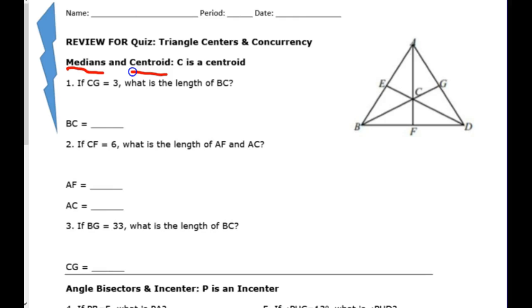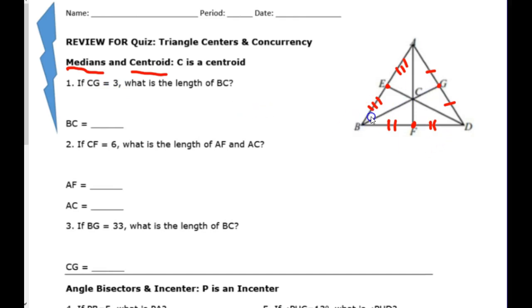So it tells you that C is a centroid. Okay, so that means if C is a centroid, BG is a median. So that means this is a midpoint. So we know those are the same. And then we know that F would be a midpoint. So those are the same. And we know that E would be a midpoint. So those would be the same. All right. So if CG is 3, what's the length of BC?